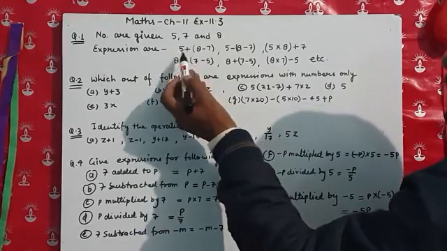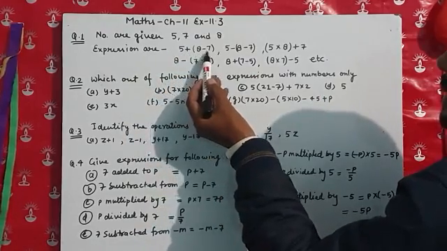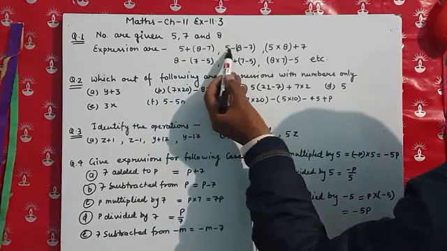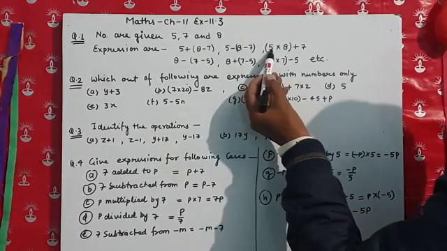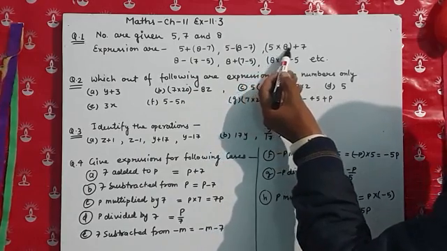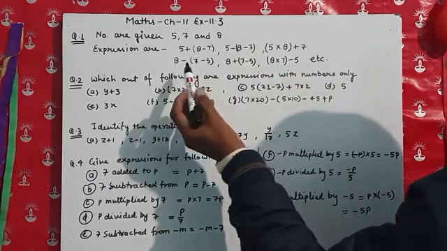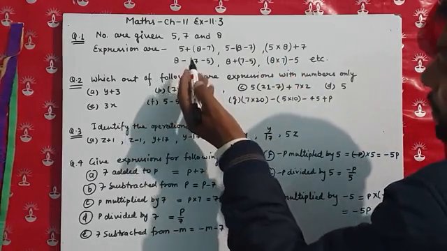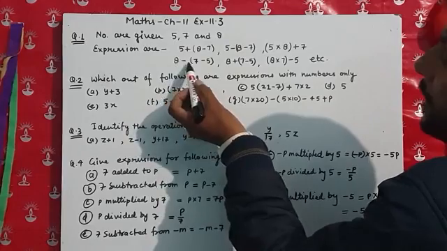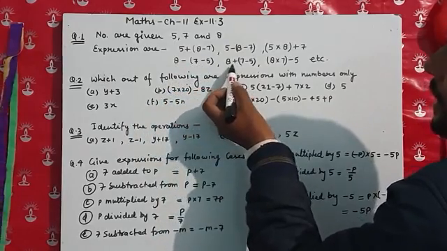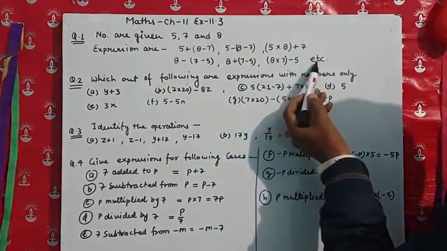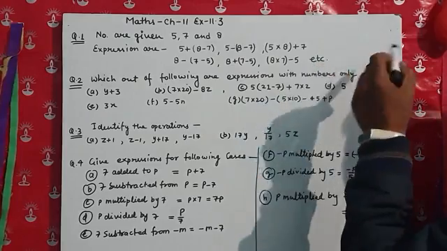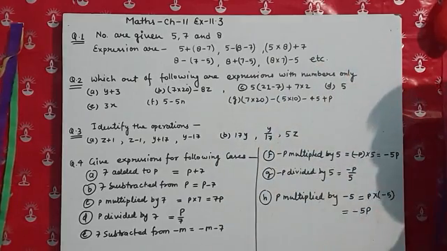They are used 5 plus in bracket 8 minus 7, so plus and minus are used. Here 5 minus 8 minus 7, so minus is used. Here 5 multiplied by 8, so multiplication is used. So similarly we can make more expressions: 8 minus 7 minus 5, 8 plus 7 minus 5, 8 into 7 minus 5, etc. So we can make many more expressions.